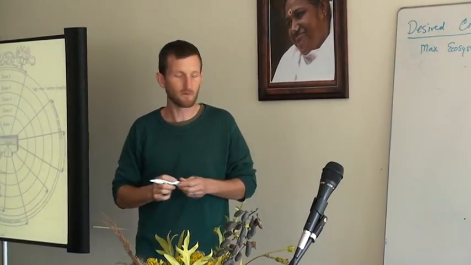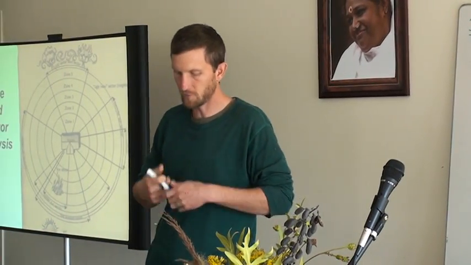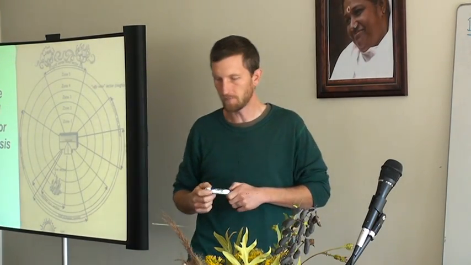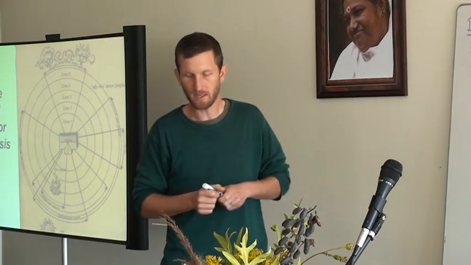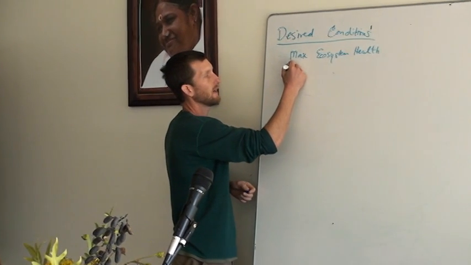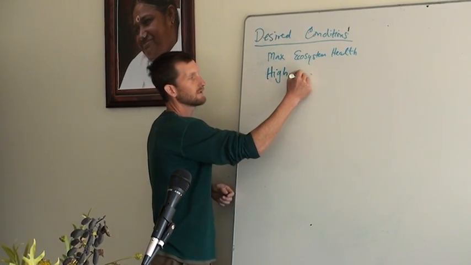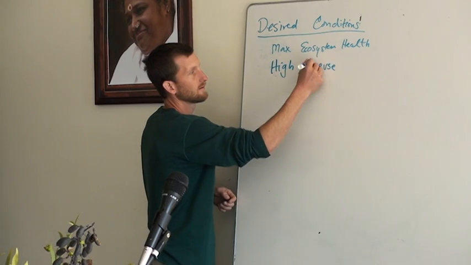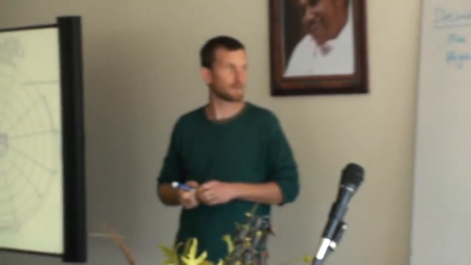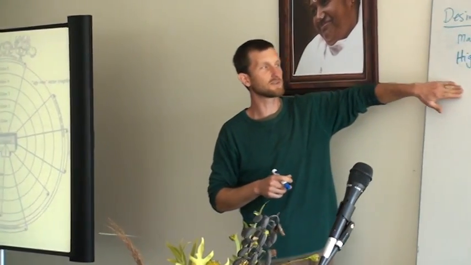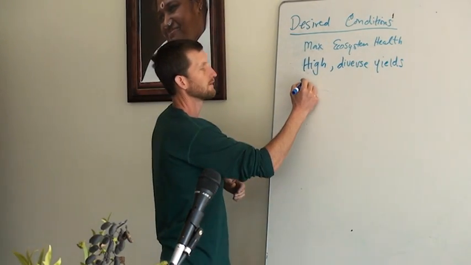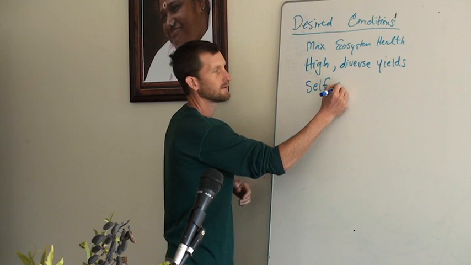So you have good diversity, you have good fertility, you have healthy plants, you have a functioning ecosystem. That's important, so things are working well, but you also want to have high yields, high and diverse yields of as many of the 6 main functions as you can from your system. And then you want your system to be as self-maintaining as possible.